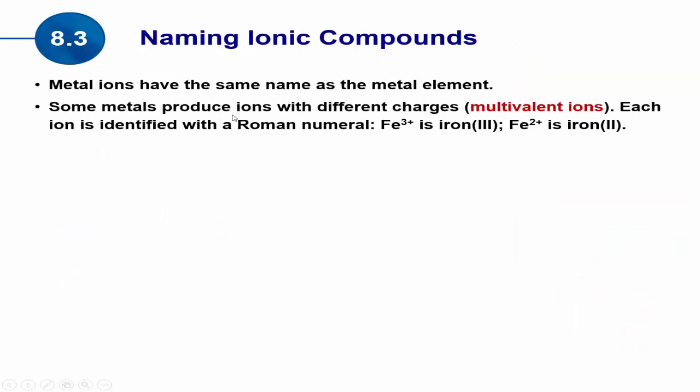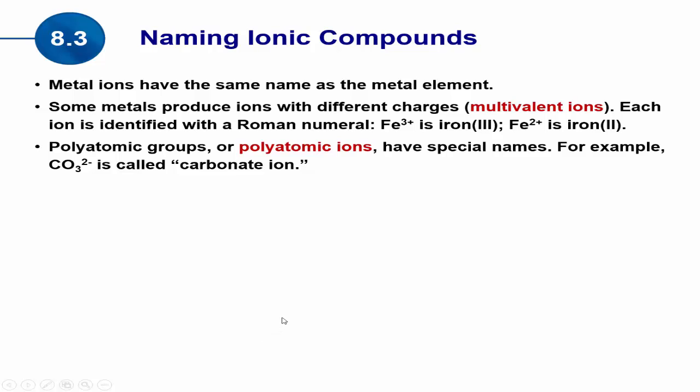Yeah, some metals produce ions with different charges. We just showed you them. They're multivalent ions. Each ion is identified with a Roman numeral. So on the periodic table, if it's 3 plus, in the name we use Roman numerals and say it's iron in brackets 3, Roman numeral 3. Iron 2 plus would be iron in brackets Roman numeral 2.